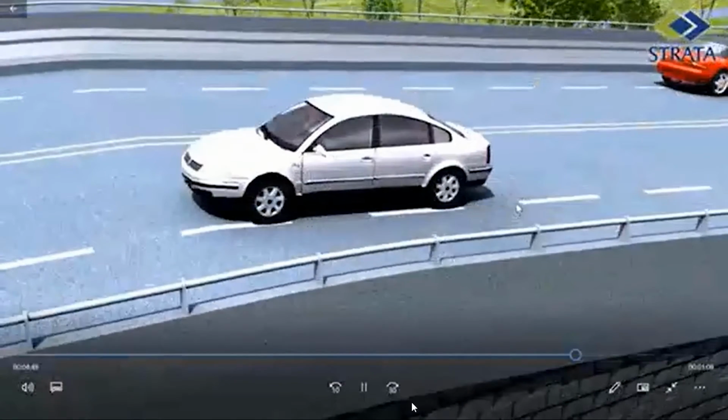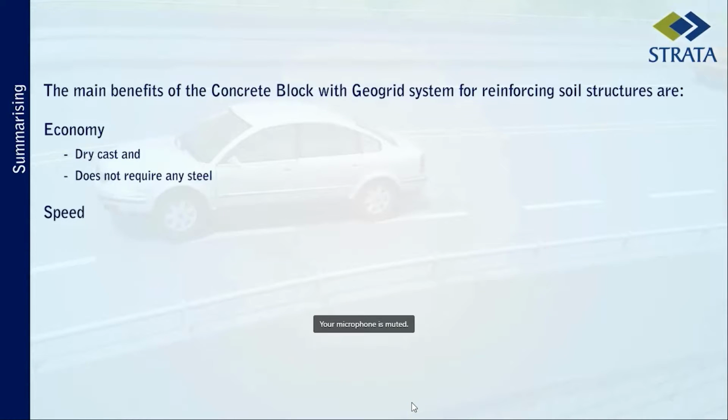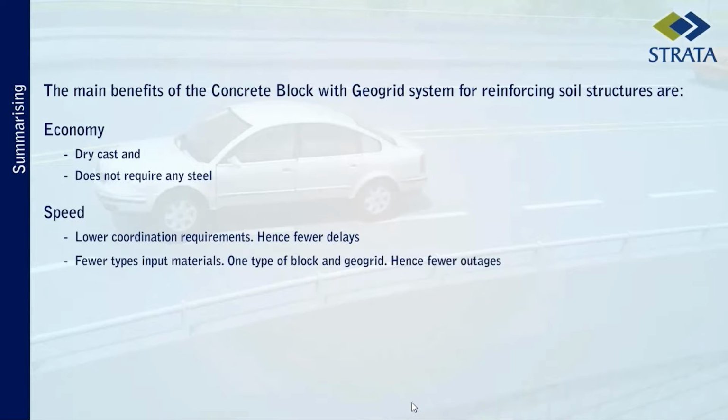Summarizing, the main benefits of the concrete block or geogrid system for reinforcing soil structure are as follows. Economy, as it only requires dry cast and does not require any steel. Speed, as it has lower coordination requirements, hence fewer delays. Also, it requires fewer types of input materials, one type of block and the geogrid, hence fewer outages. And as it is a simple installation, it is an extremely fast construction.